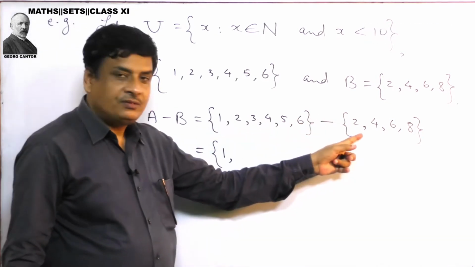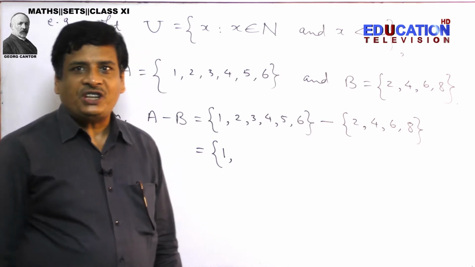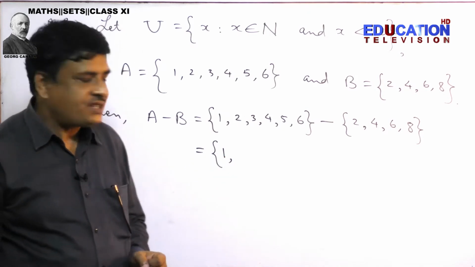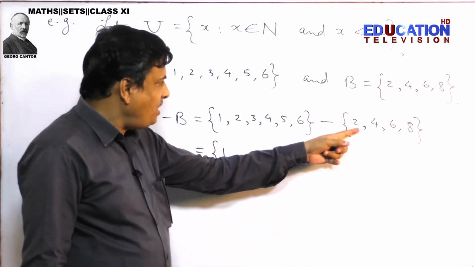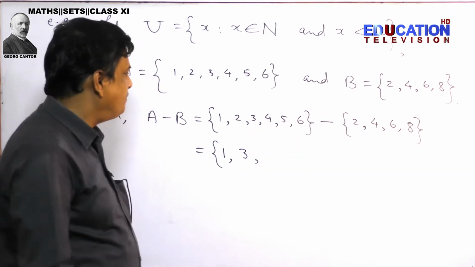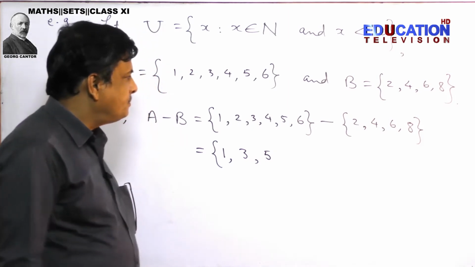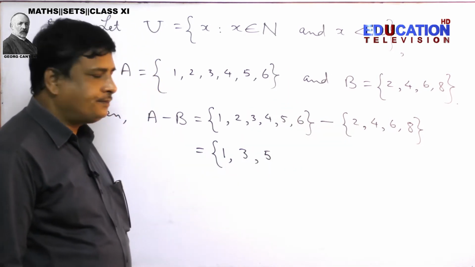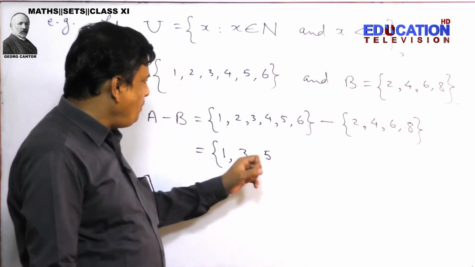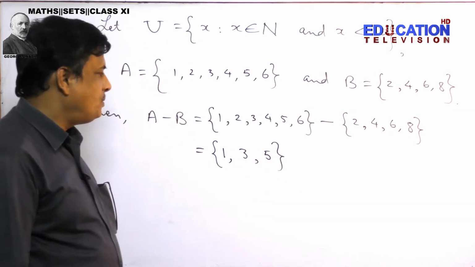1 is in A, not in B, so it is in their difference. 2 is in A, it is also in B. It belongs to both sets, so 2 cannot be taken in A minus B. 3 belongs to set A, not in B. 4 belongs to set A, also in set B. So 4 is not in A minus B. 5 belongs to A, not in B. So 5 is in A minus B. 6 belongs to A, also in B. So 6 cannot be taken in A minus B. So A minus B contains only 3 elements: 1, 3, 5.